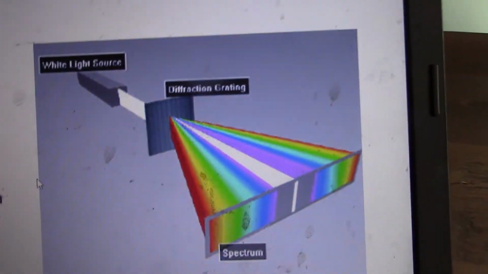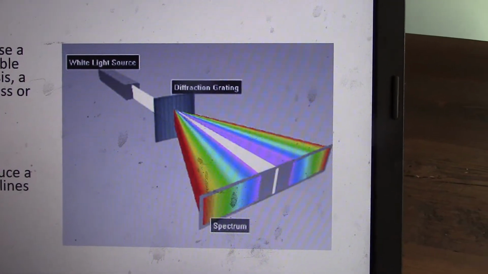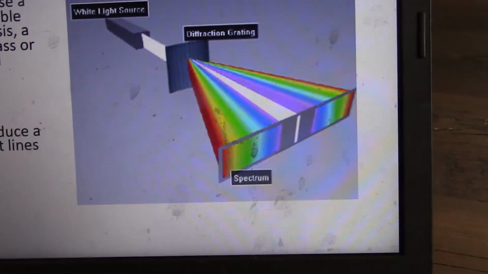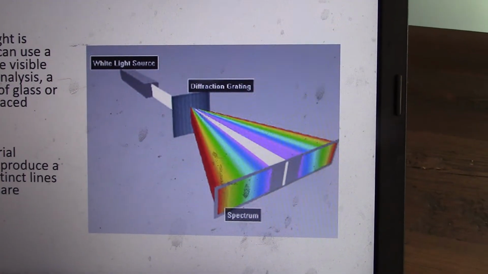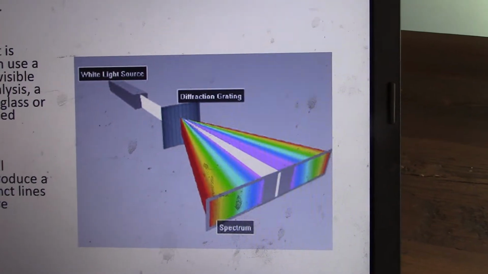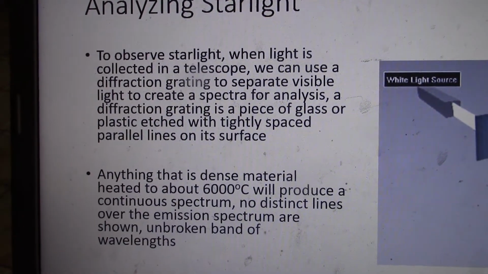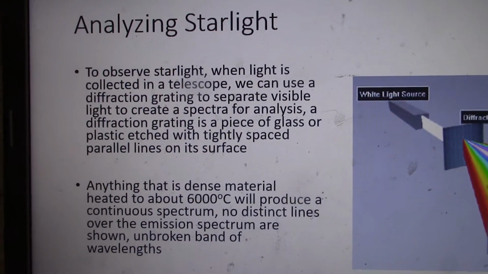So how do we analyze starlight? Well, we can study the components of stars, right? The gamma rays and the X-rays and the infrared rays and all that to understand their natures. But we can also study visible light. So the way we analyze starlight, right? We can use a diffraction grating, so a lens that will separate the light into its component parts.